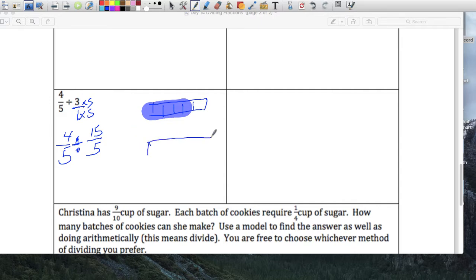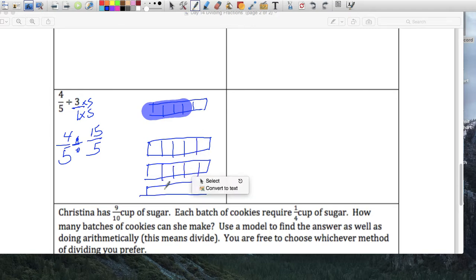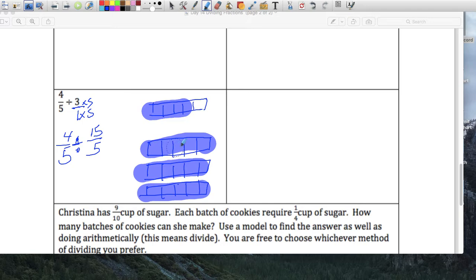Okay, so 15 over 5 would be 1, 2, 3, 4, 5, four more groups of 5. And 15 over 5 is all these columns, right? 1/5, 2/5, 3/5, 4/5, 5/5, 6/5, 7/5, 8/5, 9/5, 10/5, 11/5, 12/5, 13/5, 14/5, 15/5.